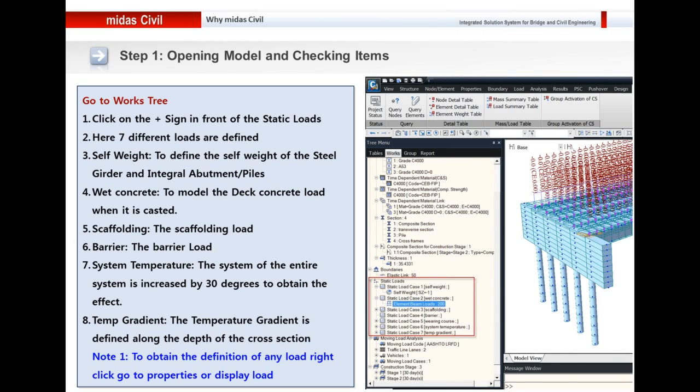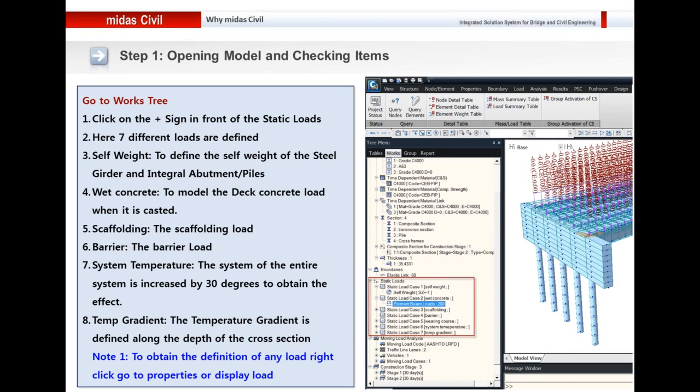If you want to see the loads, you can go to the load definition, right click and see the different loads that you have applied on the structure. In this particular bridge model, I have applied 7 different types of loads. I have applied the self-weight, which includes the self-weight of all the elements in the model. The wet concrete load is modeled to ensure that, when the wet concrete has not hardened, the wet concrete load will be taken by the steel girder itself. To model that situation, we have defined the wet concrete load.